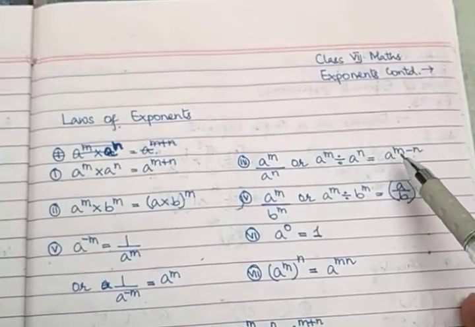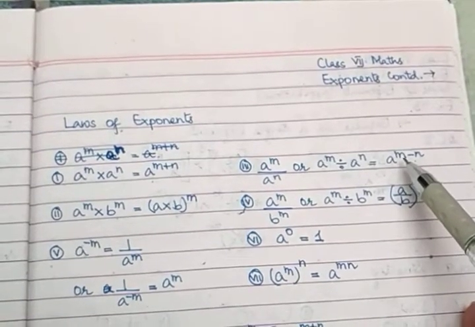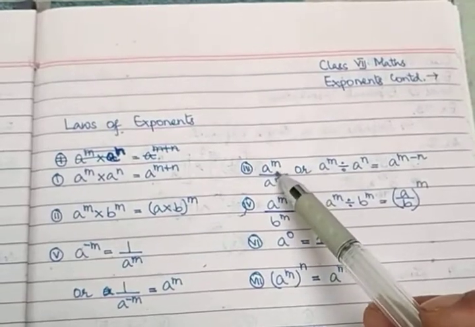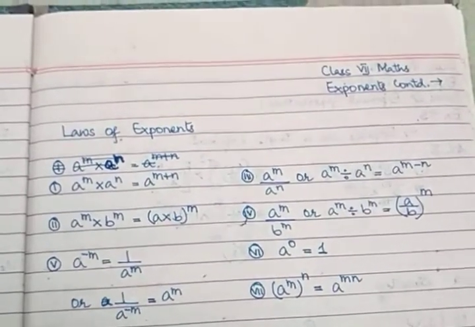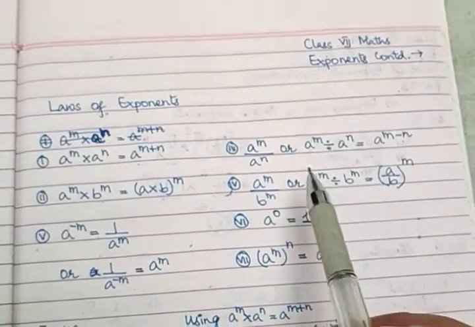at that time, what happens? The powers will be subtracted, and remember, always the power of the numerator comes first. Okay, the power of the numerator. That is why we have written a to the power m minus n.